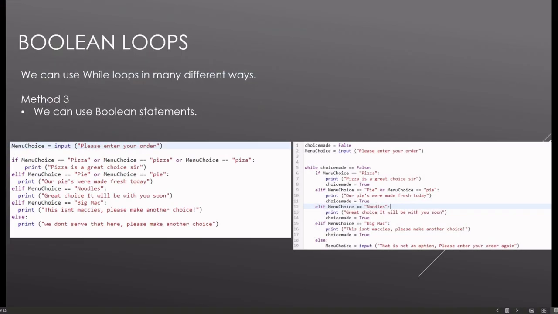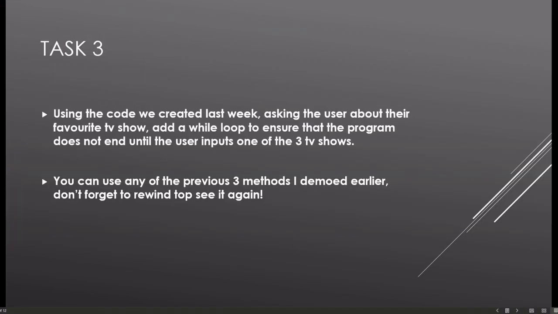So what I want you to do now is complete task 3. Now, task 3 is a little bit more difficult. It requires you to use a little bit of independence, your own choice. So I'm going to give you the code that we created last week, where I asked you to ask the user about their favourite TV show, and it would give them different feedback depending on one of the 3 options they entered. So they could have entered Stranger Things, The Mandalorian, or WandaVision.